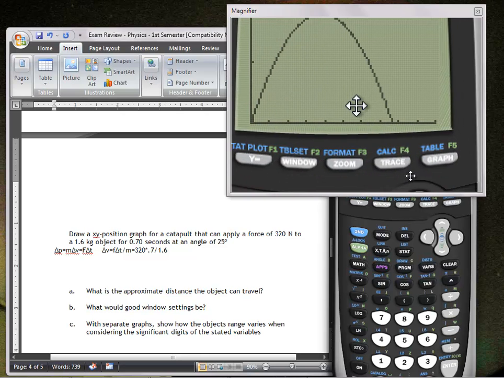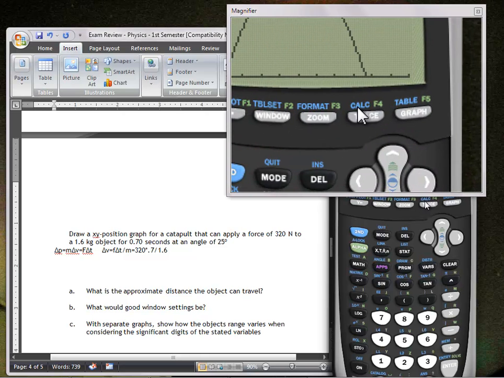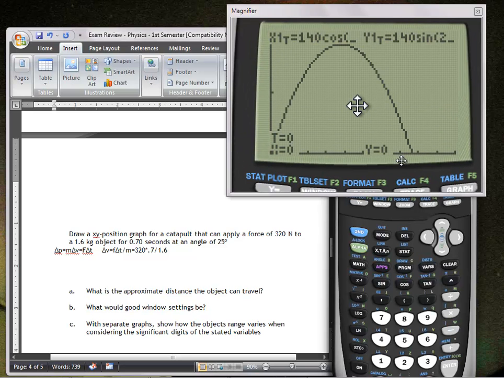And if we hit trace, then you can move around, and you can see about when it's at various locations. For instance, it looks like it's going to reach its maximum height about 5 or 6 seconds in. So somewhere around 6 seconds at about 175 feet high, or meters high. And then it comes back down again, and looks like it traveled approximately 1,500 feet, somewhere in there.